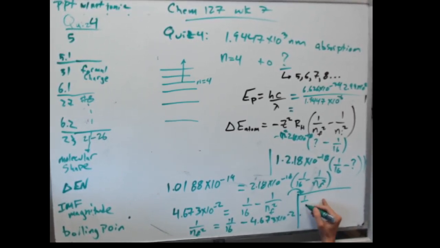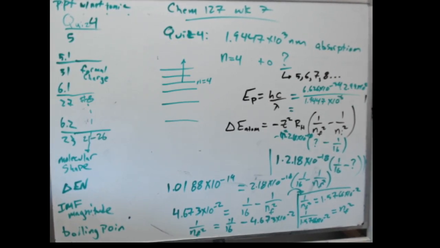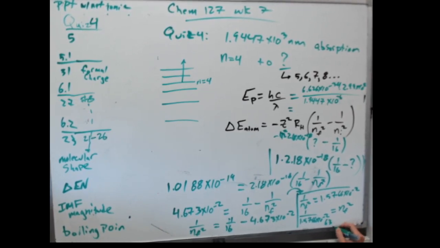So I get 1 over n final squared is equal to 1.5766 times 10 to the minus 2. I crisscross, so I end up with 1 over 1.5766 times 10 to the minus 2 is equal to n final squared. Inverse that number, and I get 63.5 is equal to n final squared. Take the square root, I get about 8.